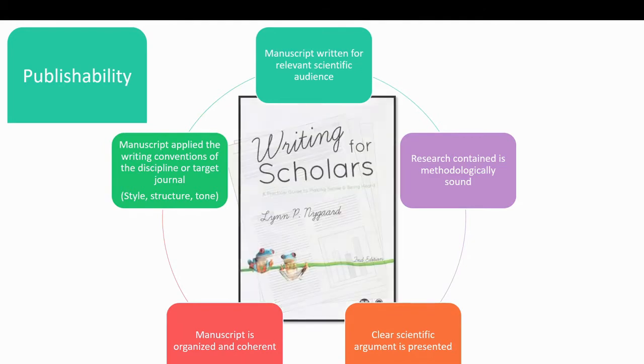For more information on how you can write your manuscripts following these guidelines, I really recommend you take a look at a copy of Lynn Nygaard's 2015 book, Writing for Scholars: A Practical Guide for Making Sense and Being Heard.